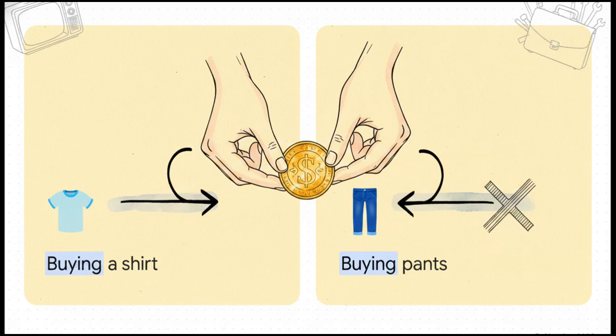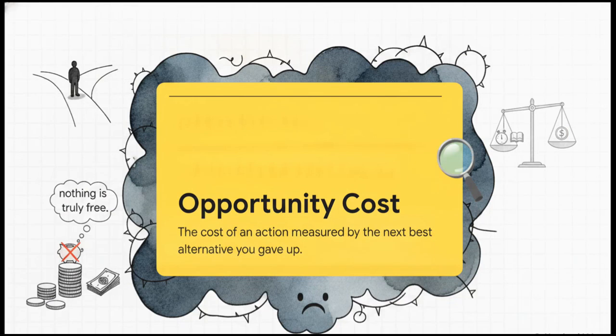Or if you choose to stay home and binge-watch TV, you're giving up the money you could have earned if you were out working a shift. You're constantly making these trade-offs to make yourself as well off as possible given your specific constraints. And that brings us to a really fundamental definition, opportunity cost. Simply put, it's the cost of any action, or even inaction, measured by the next best alternative that you gave up.